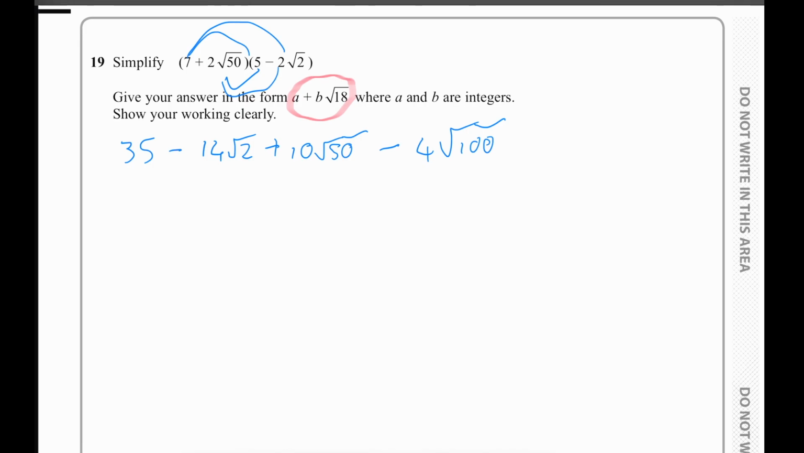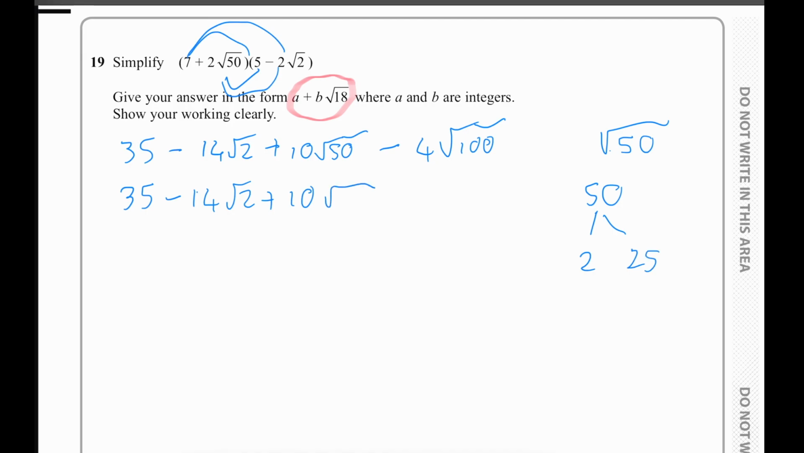There's nothing much that we can do with 35, so I'm just going to leave 35 as it is. Minus 14, once again, minus 14 root 2, nothing I can do there. Plus 10 root 50. The root 50, if I take 50 and I use the tree method to prime factorize it, or to break it down into its factors, we can say 2 times 25. So it would essentially look like this, 2 times 25.